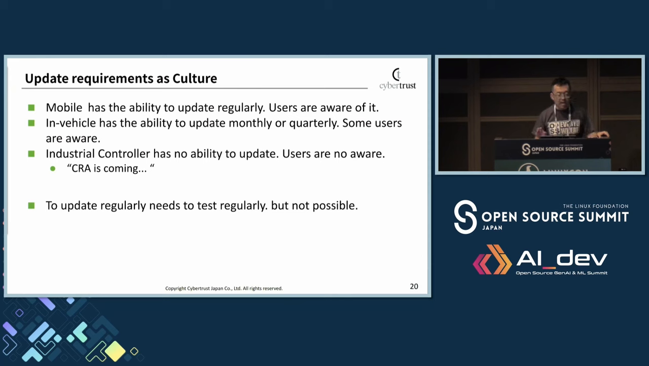Mobile has the ability to update regularly, you know, smartphones. Your smartphone sometimes tells you need to update, right? And users are aware of it. An in-vehicle system has the ability to update monthly or quarterly or annually, I'm not sure, but some users are aware as well. But some industrial controllers have no ability to update, and some end users are not aware, unfortunately. I know the CRA is coming, so update requirements might be required on their products.